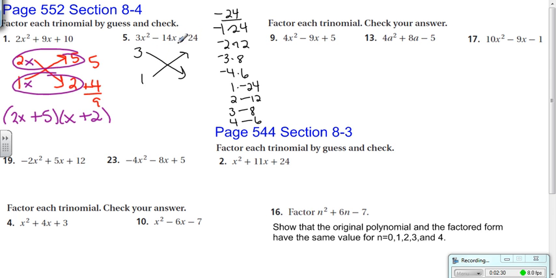So when I multiply down my arrows and I add them, I've got to get a negative 14 in the middle. So I'm going to try to start off with 4 and 6. So I'm going to do a negative 4 here and a 6 here. So if I do that, I get 3 times 6 is 18. 1 times negative 4 is negative 4. If I add those up, I get 14. I'm close. I needed a negative 14 instead of a positive 14. So maybe if I switch my signs, that's going to work.